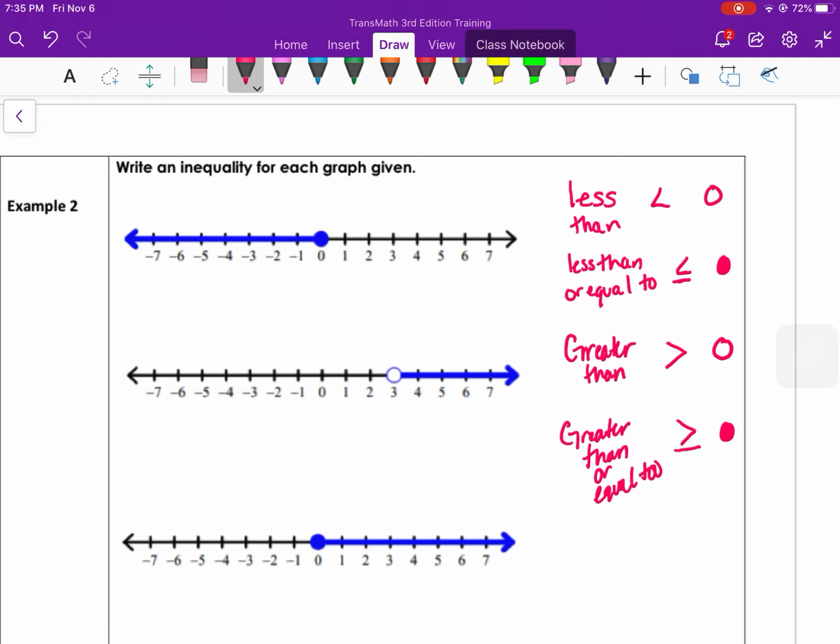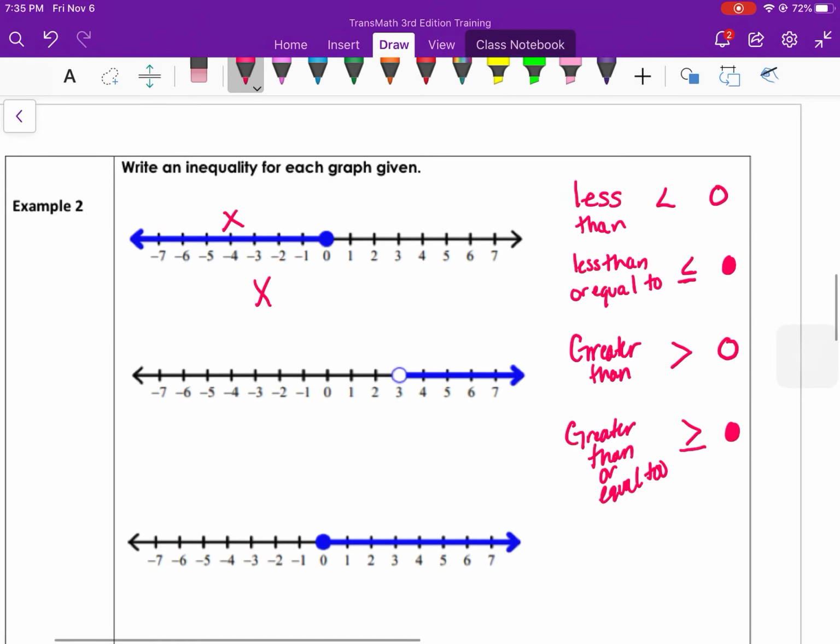So let's look at the first one. Here are our x values. Then the line represents the values that we're looking at for x. So we have 0 is the one where it starts. And we have -4, -3, -2, -1. So all of those values are less than 0. So all of our x's are less than 0. And then since it's a closed circle, it could also be equal to 0. So we put the line underneath as well. So our inequality that matches that is x is less than or equal to 0.